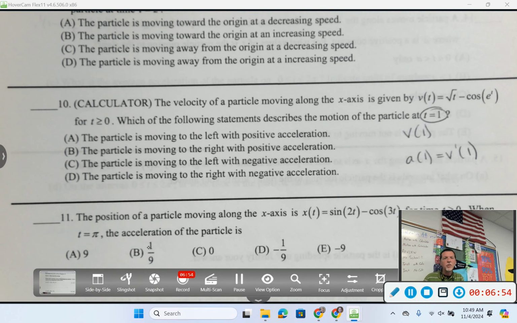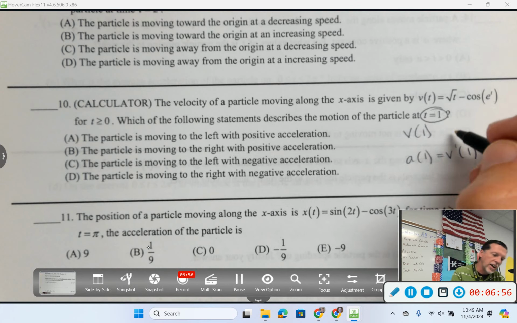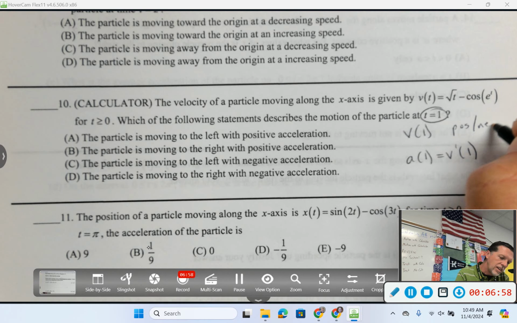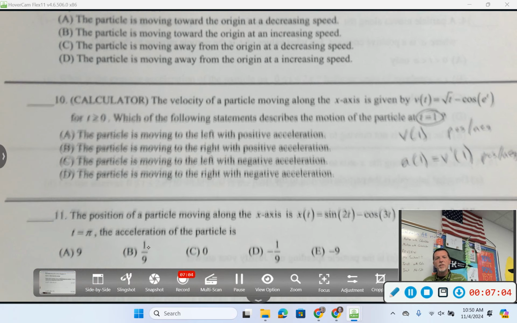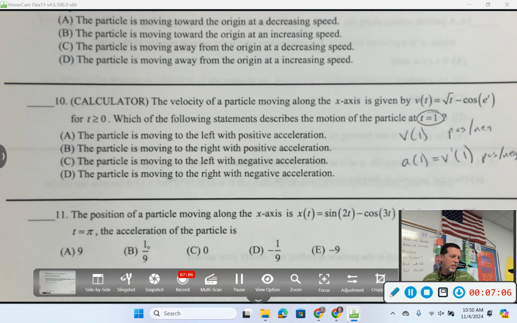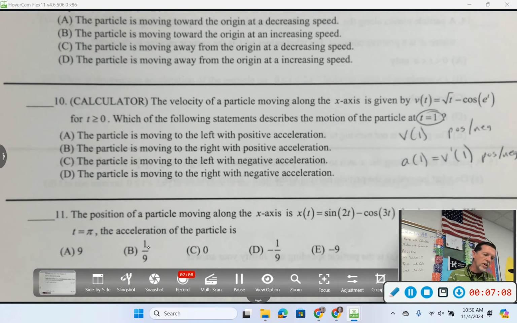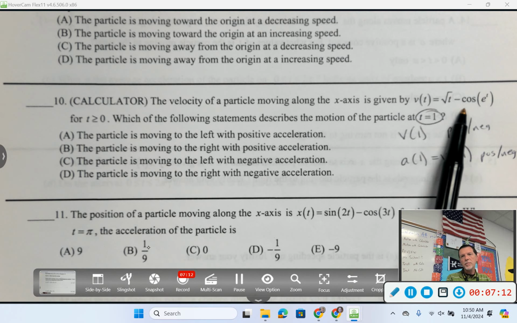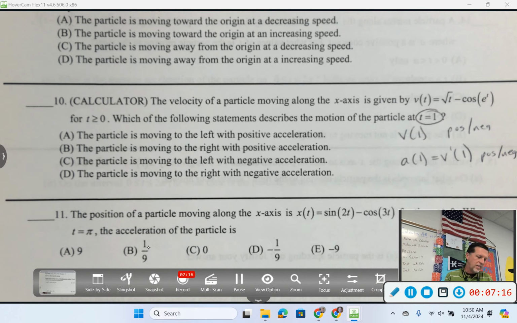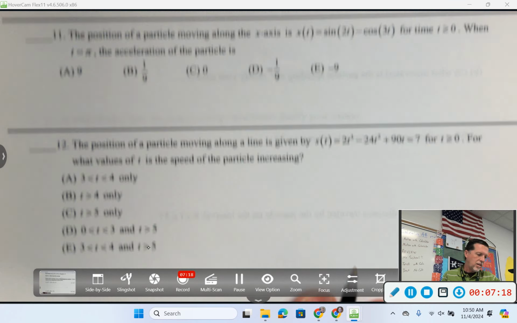Because all I'm looking for is v of 1, positive or negative? And then is acceleration positive or negative? And then I could answer moving left, moving right, positive or negative. But you've got a calculator, so find v of 1 and then find the derivative of v. I would use the calculator to find that derivative, don't do that one by hand.